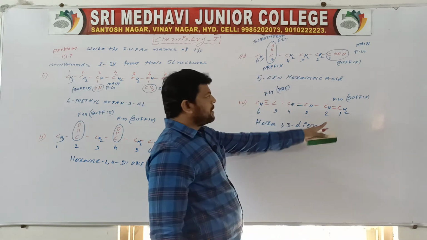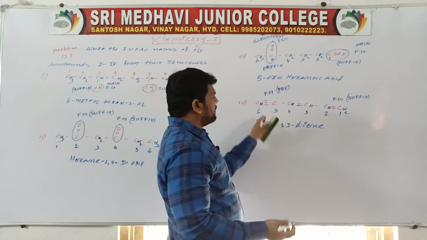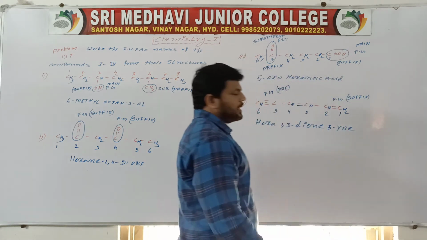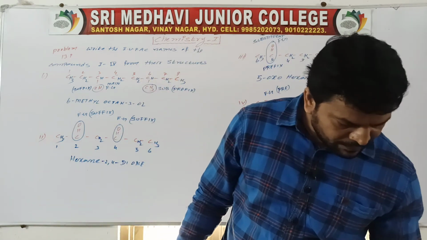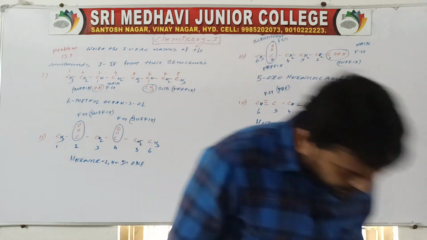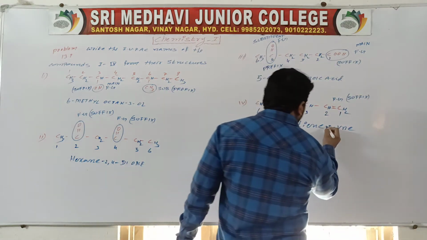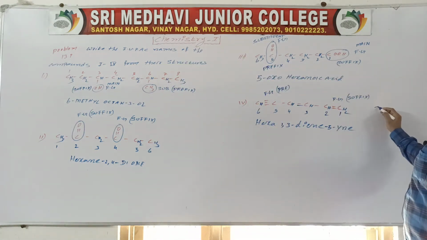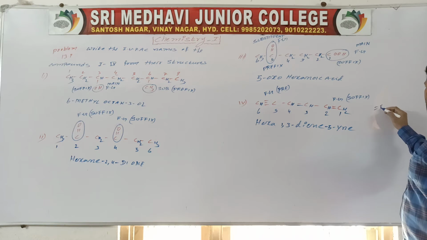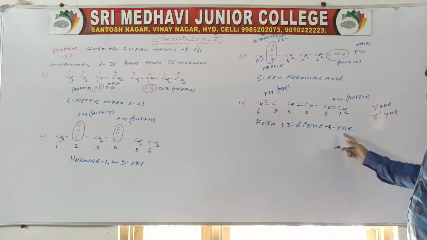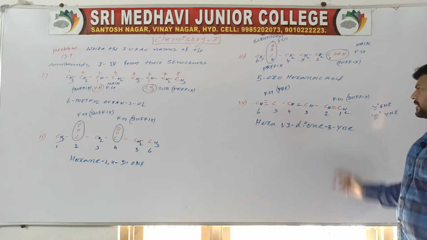Hexa 1 comma 3 diene. Why? Because double bond is for ene and 5 yne. So we may write like this. Here you have to check once again. Hexa 1 comma 3 diene and 5 yne. We have to write like this. A double bond for ene, triple bond for yne. So this is yne.